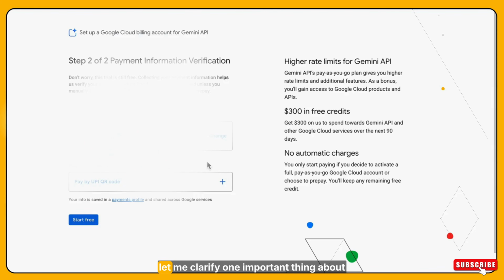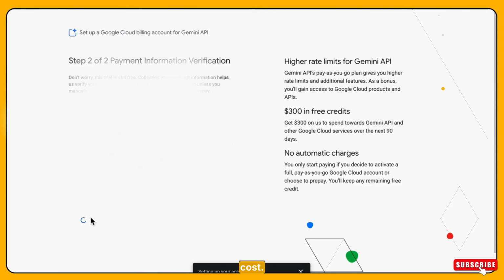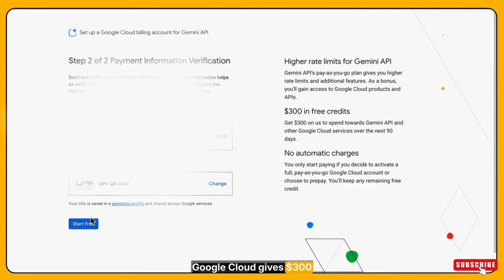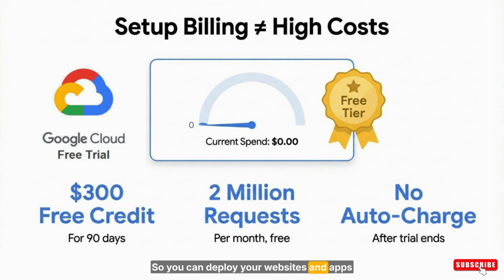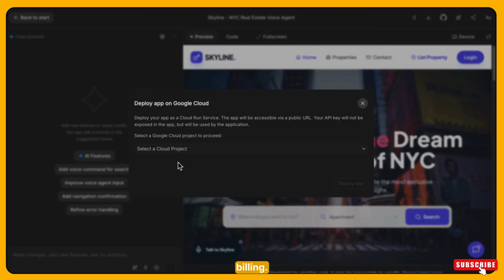Before moving ahead, let me clarify one important thing about cost. Google Cloud gives $300 free credit for 90 days for new users, so you can deploy your websites and apps without paying anything initially. Cloud Run also offers a free tier with up to 2 million requests per month, which is more than enough for most websites. And don't worry, there is no auto charge after the free tier ends. You are always in control of your billing.